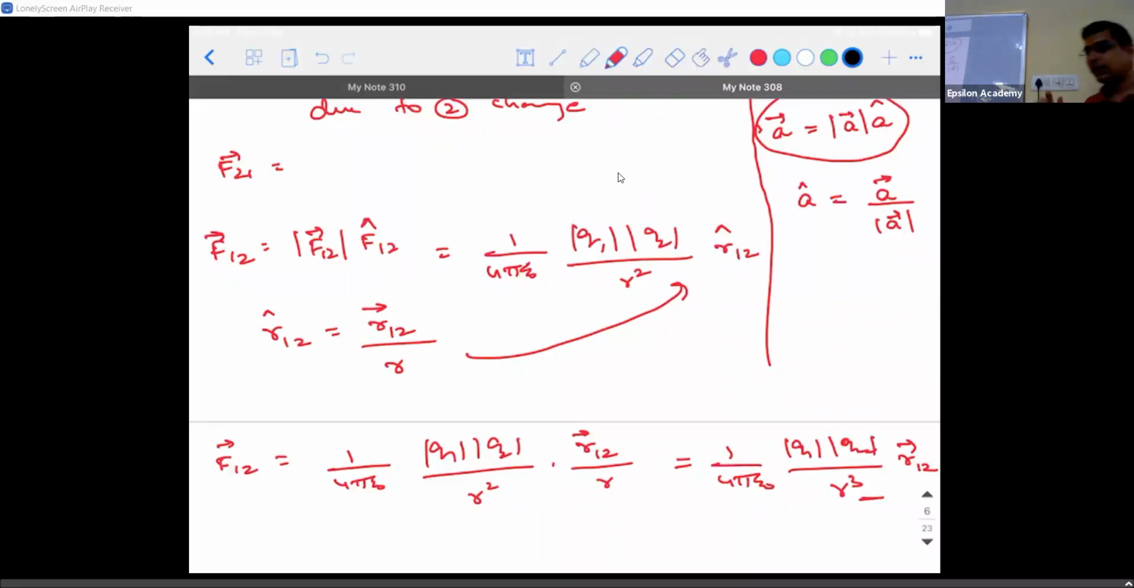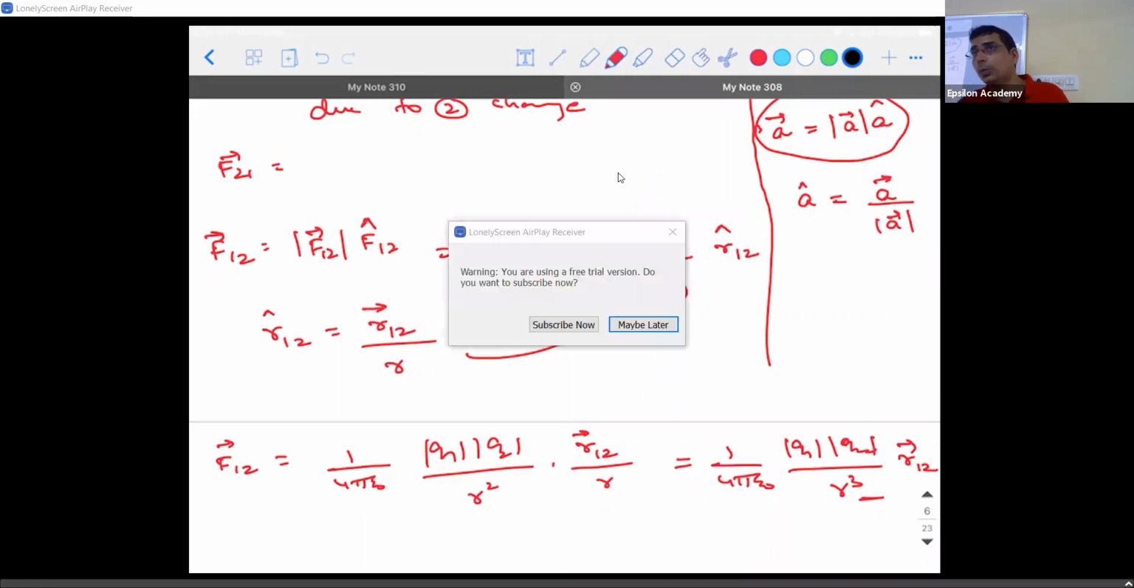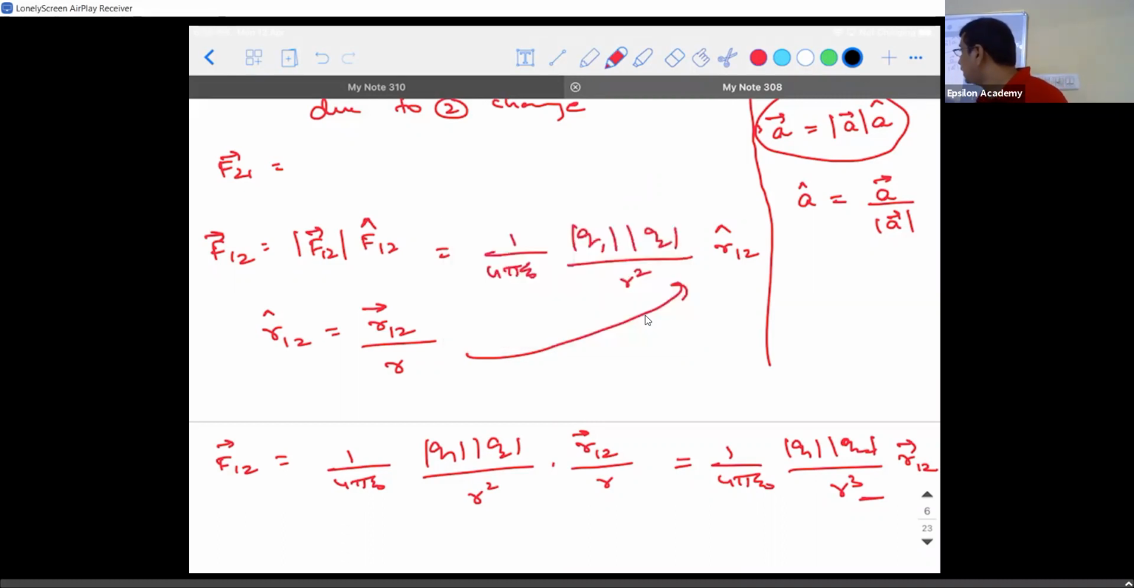So when you talk about the vector notation for force, how many ways can you represent them? You can represent them in two ways: one in terms of the unit vector, the other in terms of the vector itself, that is R12 vector. So remember this: when it is R12 cap, the denominator is R square, whereas when it is R12 vector, the denominator is R cube.